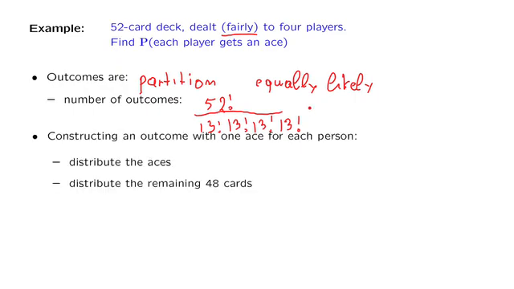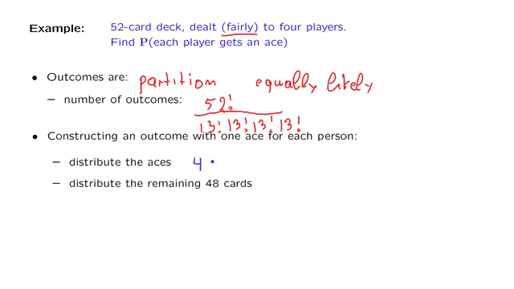We think of the process of constructing such an outcome as a multi-stage process, and we count the number of choices that we have at each stage. The process is as follows. We first distribute the 4 aces. We take the ace of spades and give it to one person. In how many ways can we do it? We can do it in 4 ways.